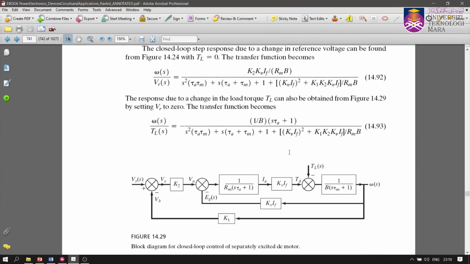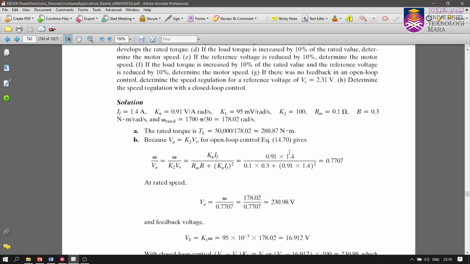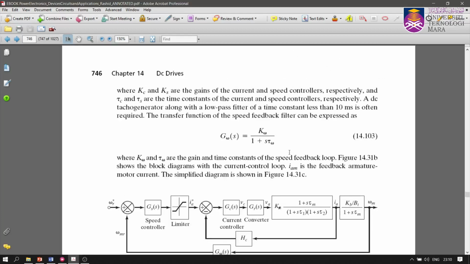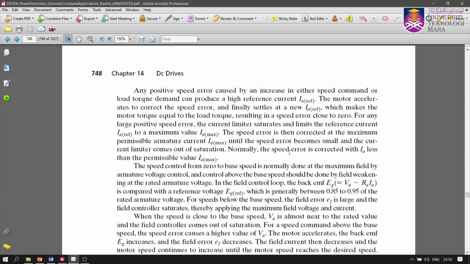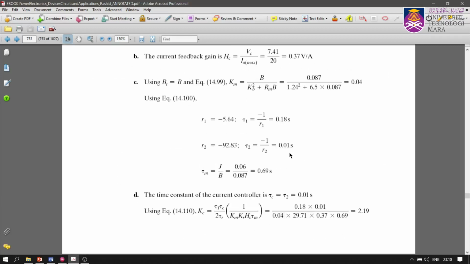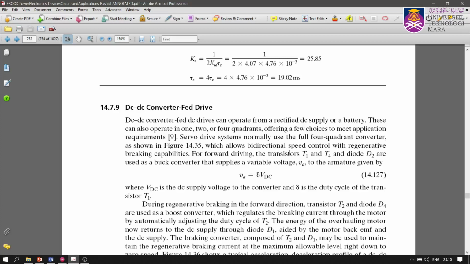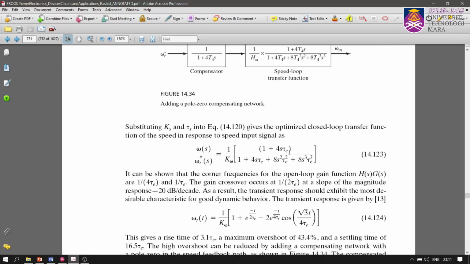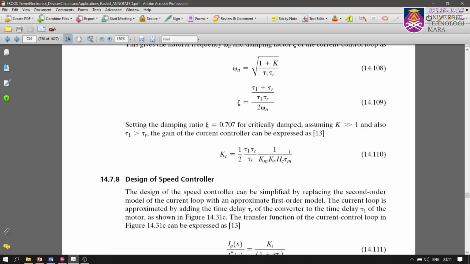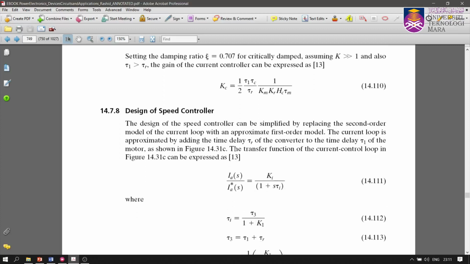So we also have another design, which is this closed loop current control, and we also have the design of current control. Just now we had the design of current control. Next, we have the design of speed controller. So just now we had a design of current controller. Now we can also have this design of speed controller. I'll just leave it for you to read the section on design of speed controller.